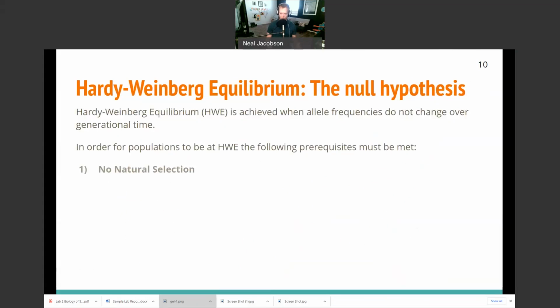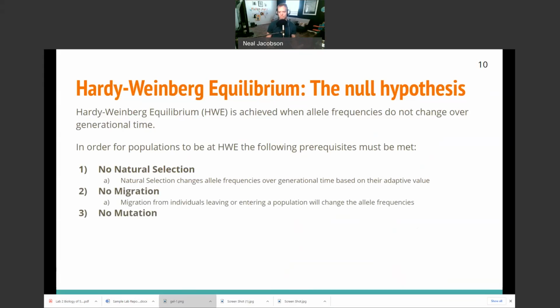There can be no natural selection. The environment cannot select better phenotypes for survival and reproduction. Yeah, that would keep allele frequencies the same. Natural selection would change allele frequencies over generational time based on their adaptive value. There would be no migration, so that means individuals couldn't just up and leave the population, and individuals from other populations couldn't migrate into that population, because that would change allele frequencies.